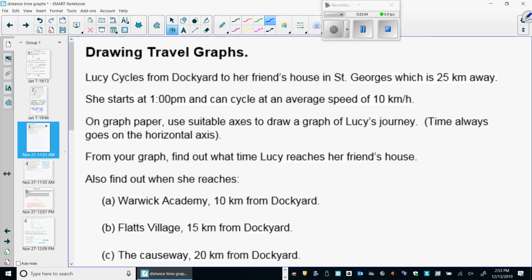Okay. So this one's nice for us to draw a distance time graph. We've got Lucy cycles from Dockyard to her friend's house in St George's, which is 25 kilometres away. She starts at 1 p.m. and can cycle at an average speed of 10 kilometres per hour. On graph paper, use suitable axes to draw a graph of Lucy's journey. Time always goes along horizontal. From your graph, find out what time Lucy reaches her friend's house. Also find out what time she reaches Warwick, which is 10 kilometres from Dockyard Flats.